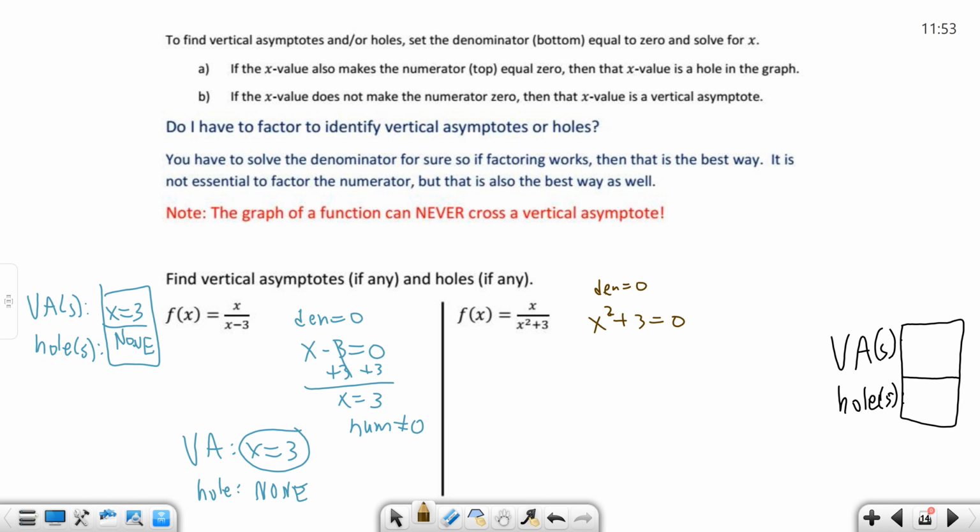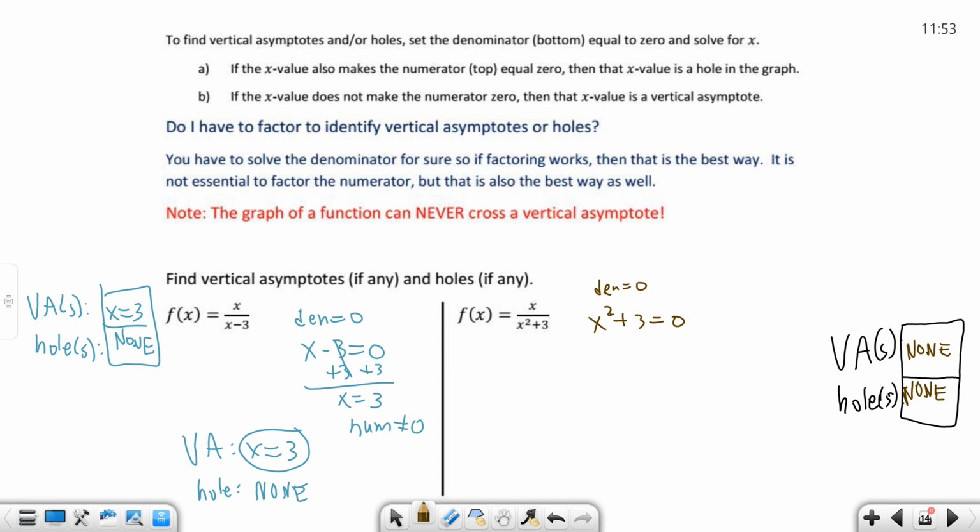So then I have nothing that makes the denominator equal to 0. So does it matter what makes the top 0? No. Because remember, it has to make the bottom, the denominator, 0 to even be one or the other. So if I don't find anything, then both of these things are none. There are no vertical asymptotes and no holes here, because no value at all made the denominator 0.